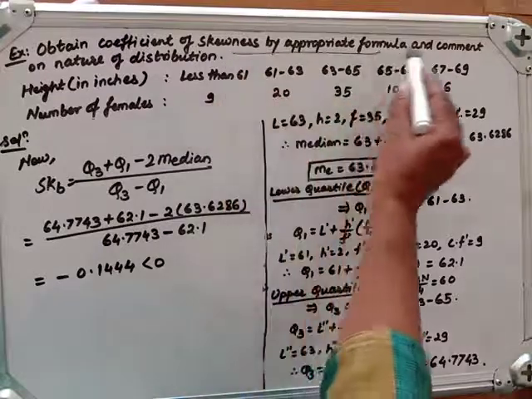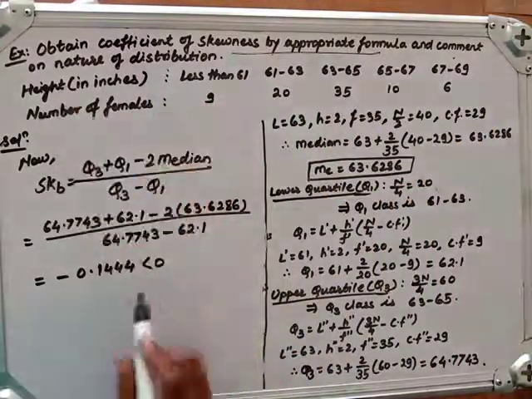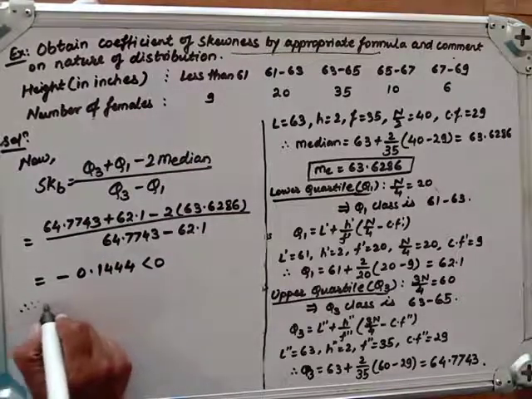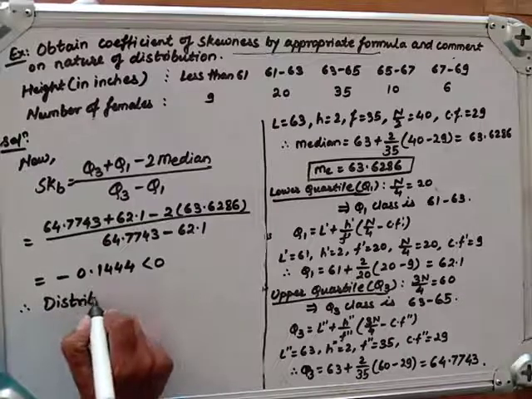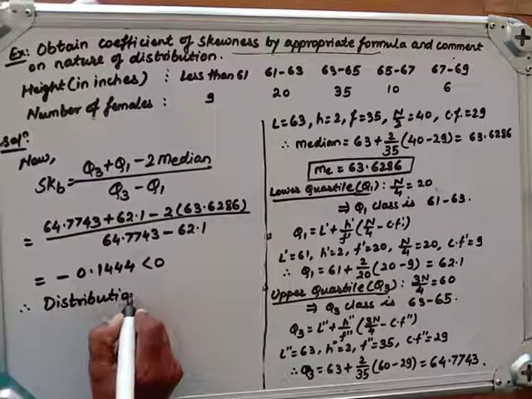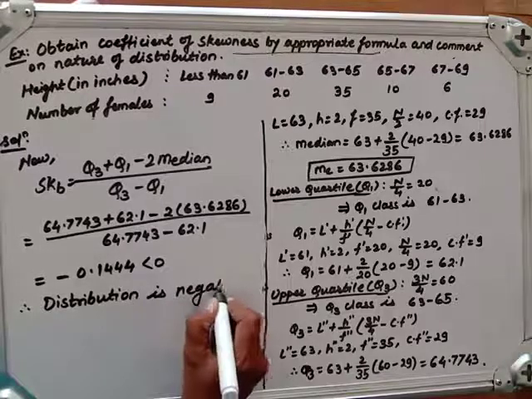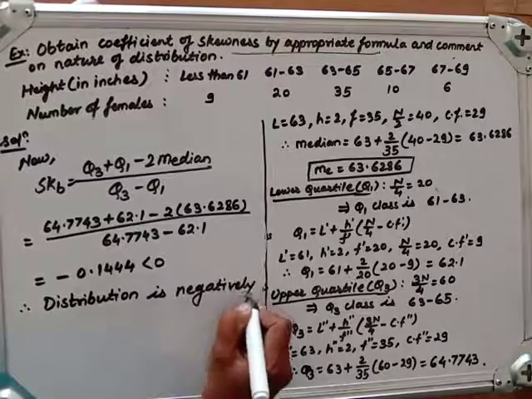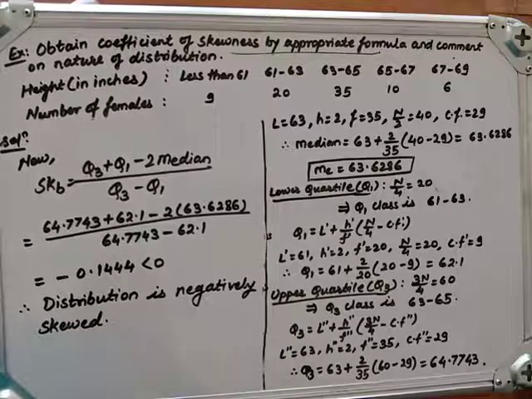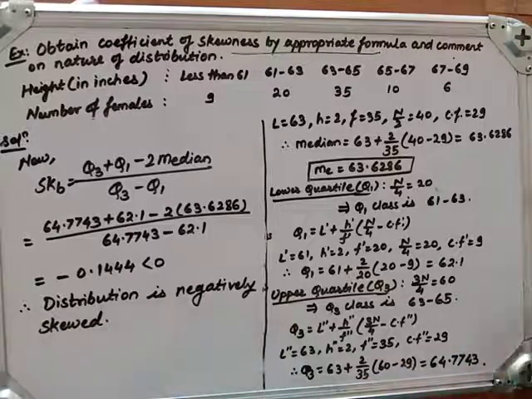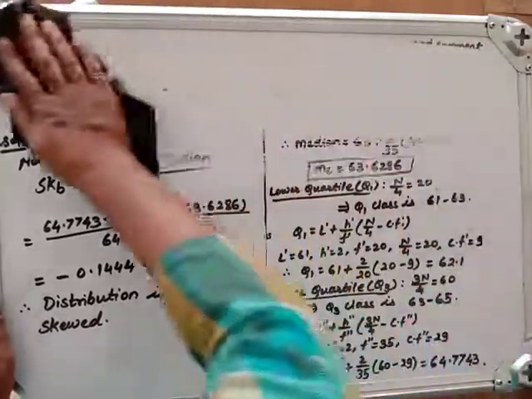This part is over. Now the result, comment on the nature of distribution. So this is less than 0. Therefore the distribution is negatively skewed. This is the answer for this question. Now let us go for the next question.